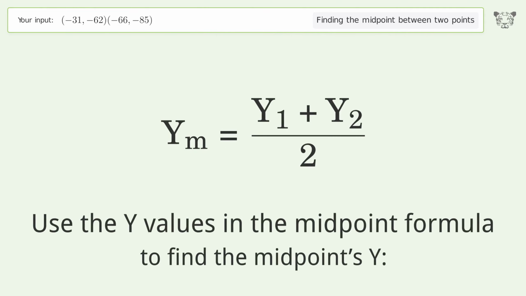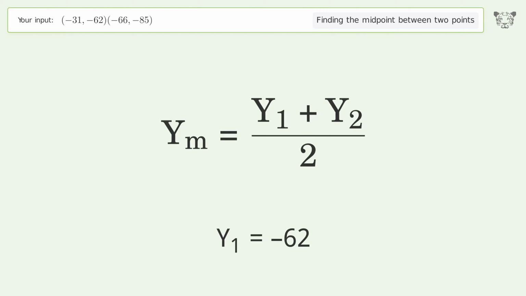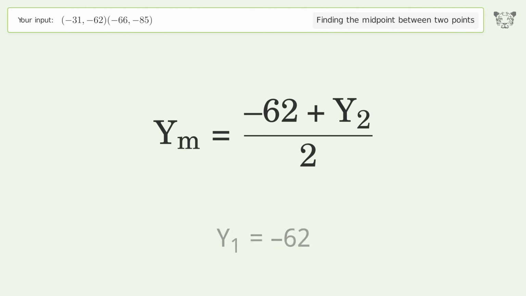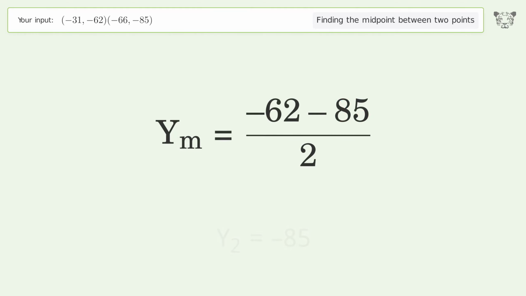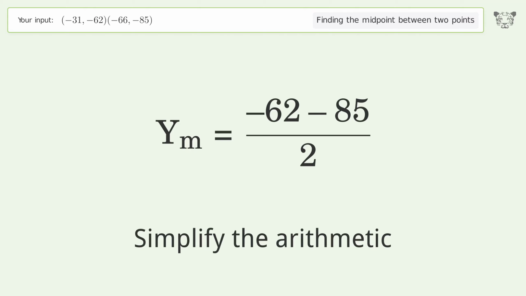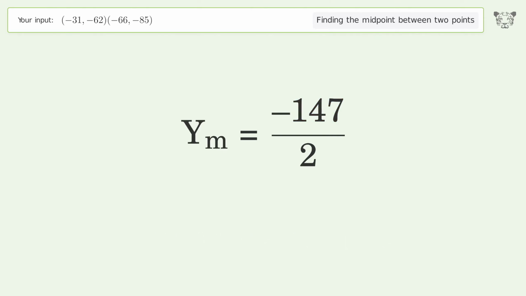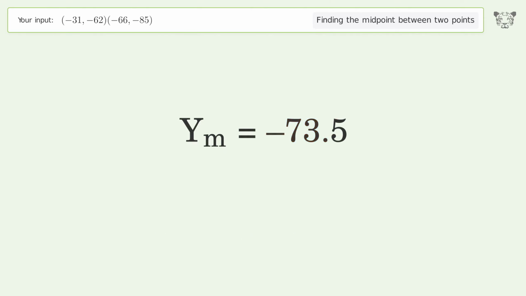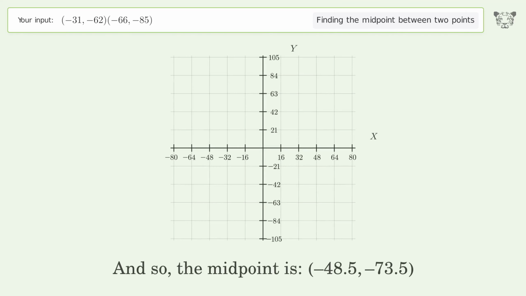Use the y values in the midpoint formula to find the midpoint's y. y1 equals -62. y2 equals -85. Simplify the arithmetic. And so, the midpoint is -48.5, -73.5.